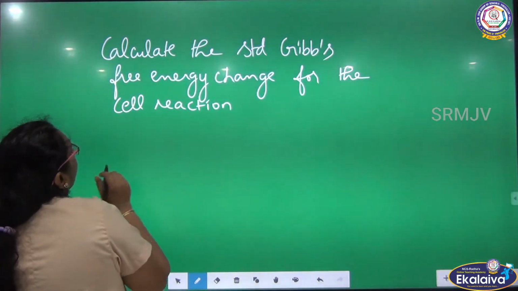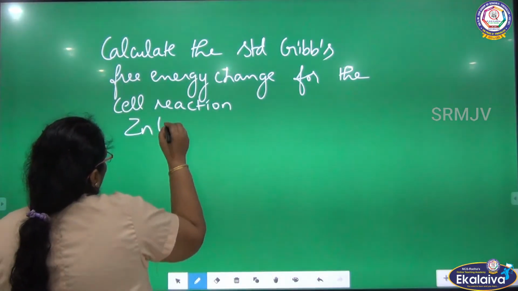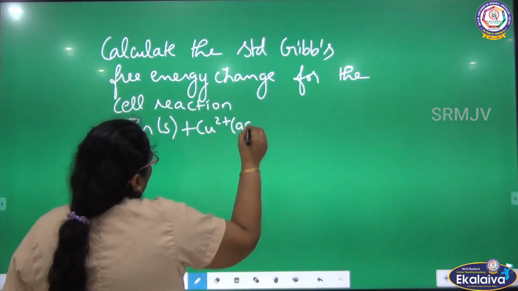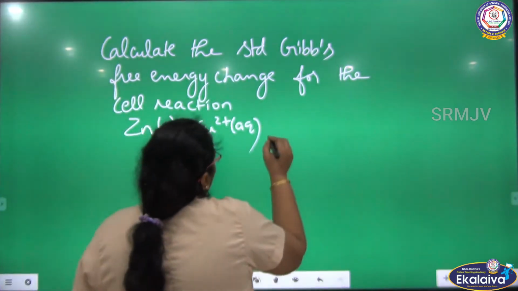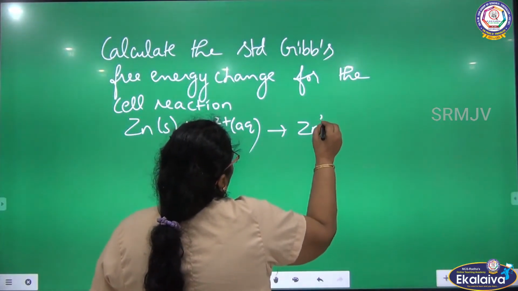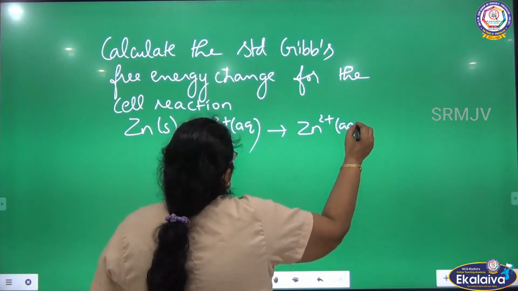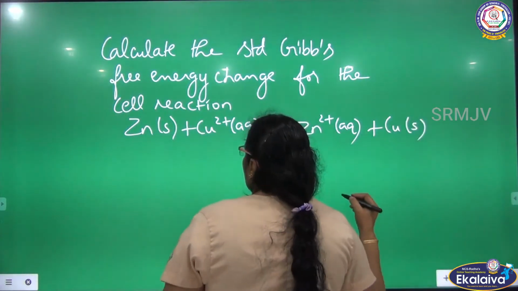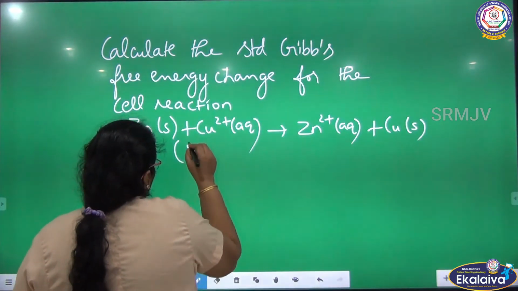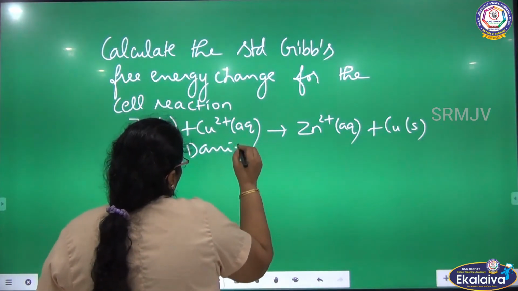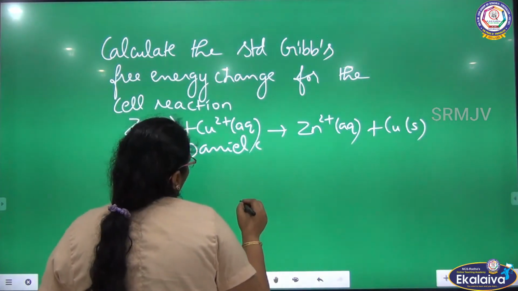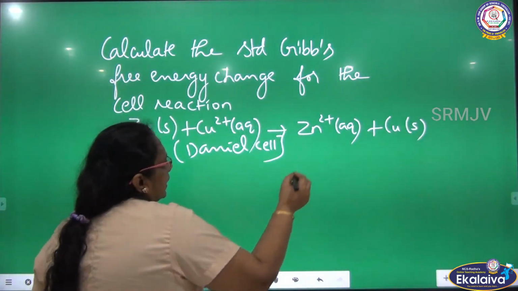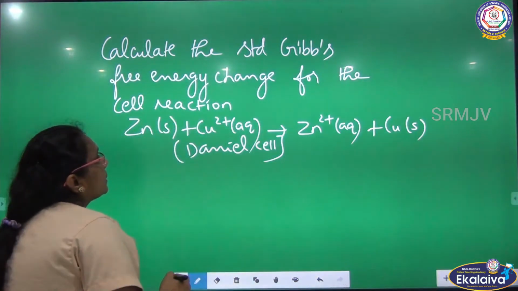Zinc solid plus copper 2 plus aqueous gives zinc 2 plus aqueous plus copper solid. So this is the reaction taking place in a Daniell cell. Zinc in the solid form reacts with copper 2 plus aqueous, and you will be getting zinc 2 plus aqueous with the liberation of copper solid.